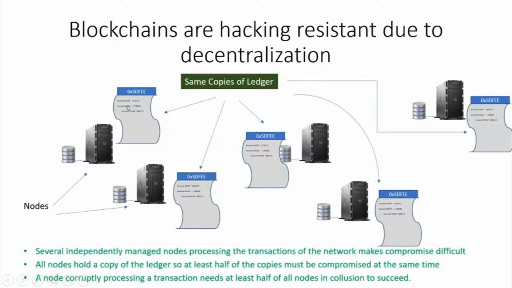if they compromise this one block, then they'll have to compromise all these blocks because each of these nodes have the same copy of this ledger. And by the time they finish compromising maybe half of the nodes, new nodes might have been added to the network. And so blockchains are very difficult to hack, and Bitcoin is an example.